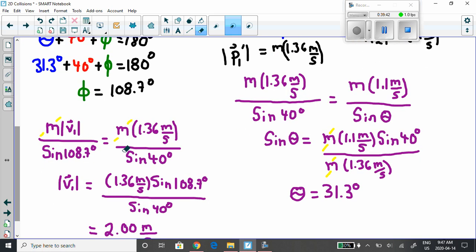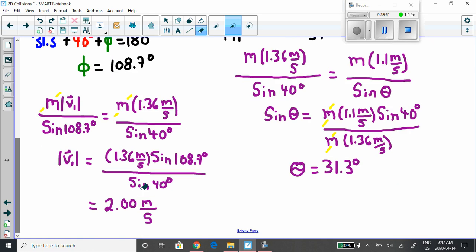I notice that the m's cancel. And then I do a little bit of rearranging. I bring the sine 108.7 up to here, and I can solve for the speed of that blue ball before the collision: 2 meters per second. And it's the same answer the textbook got using the component method. But this is the trig geometry method.